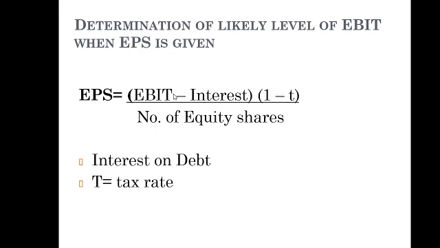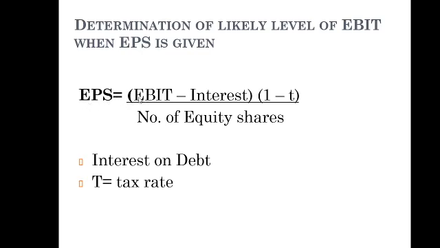So once again I will explain. So this is EBT minus tax, that is 1 minus T, we say. After giving the tax, the remaining proportion is EAT. So EAT divided by number of equity shares, that will give EPS.